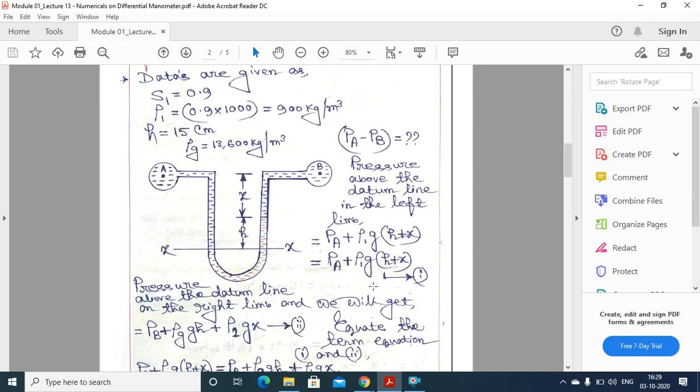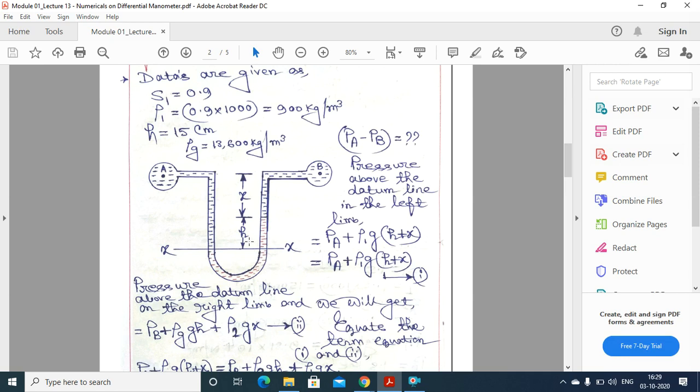Now similarly, we have to calculate the pressure above the datum line for the right limb or right column. Here the pressure at the point B is PB, plus, the red color signifies the mercury, which is the heavy liquid used in this manometer. So it will be rho g into g into h, where rho g is the density of the mercury, g is the acceleration due to gravity, and small h is the height of this mercury level above the datum line.